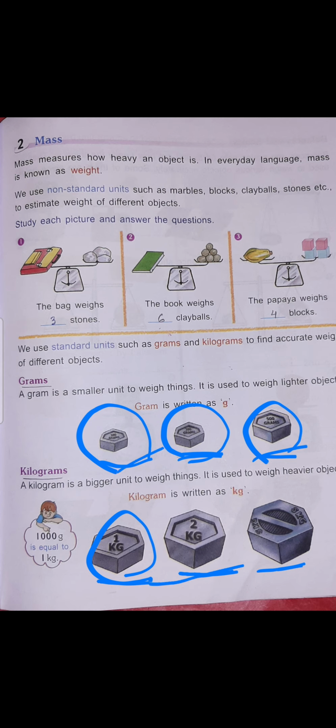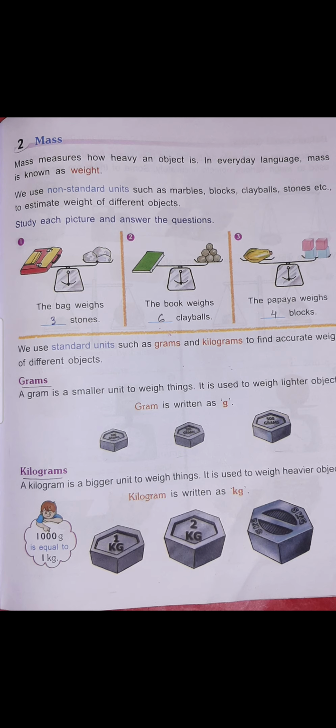Understood? Now you see, gram we use for smaller weight things and kilogram we use for bigger weight things. Okay, here 1000 gram is equal to 1 kg. You have to remember this. Understood, children? 1000 gram equals 1 kg.